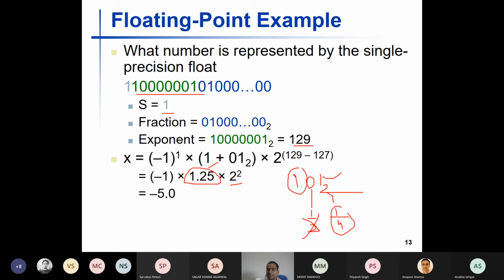So we calculate this as 1.25 into 2 raised to power 2. Okay, so that becomes -5.